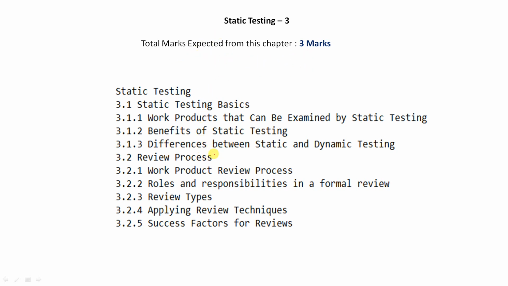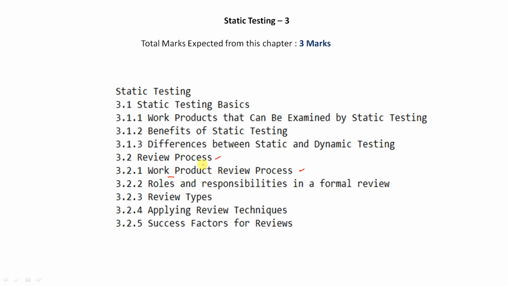In this video we are going to cover the review process, the work product review process. Alright, so let's start with what is a review process. First of all, we'll discuss what exactly a work product is. Work products are what we have discussed in the previous videos. We have around 9 work products like test cases, test spec, user stories, then code, architecture, and design. So those are work products.